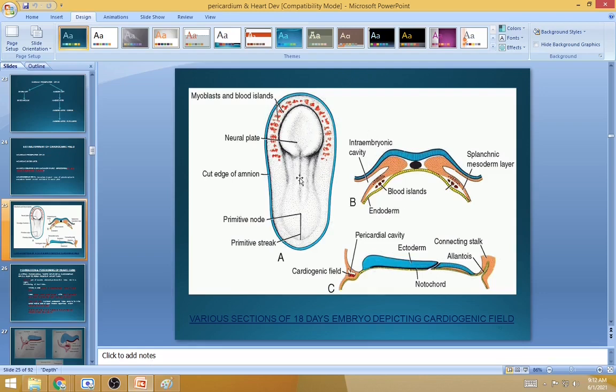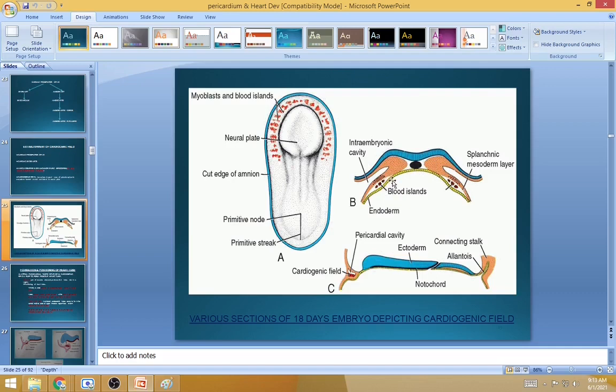So you know there are three different layers of an embryo which start at the third week of intrauterine life, isn't it? One is the ectoderm, the mesoderm and the endoderm. If you look at this picture, can you see the screen? Yes, sir. So this is the ectoderm, in between is the mesoderm, and this is the endoderm, isn't it?